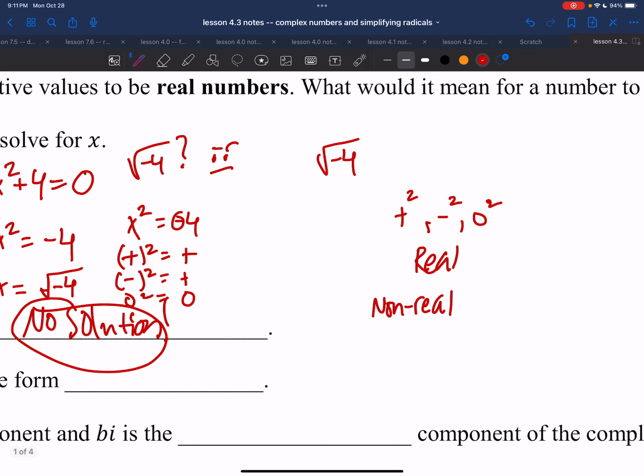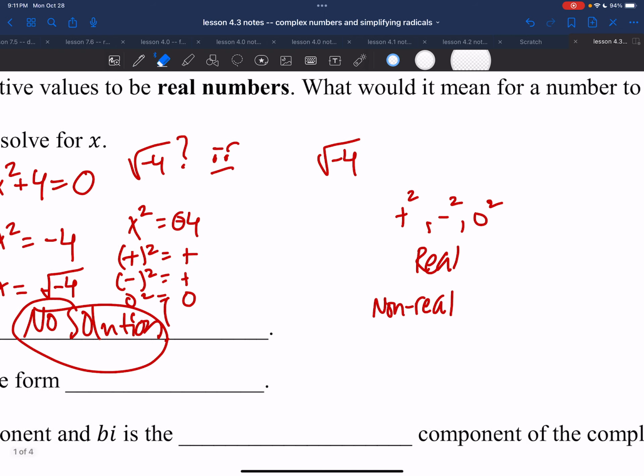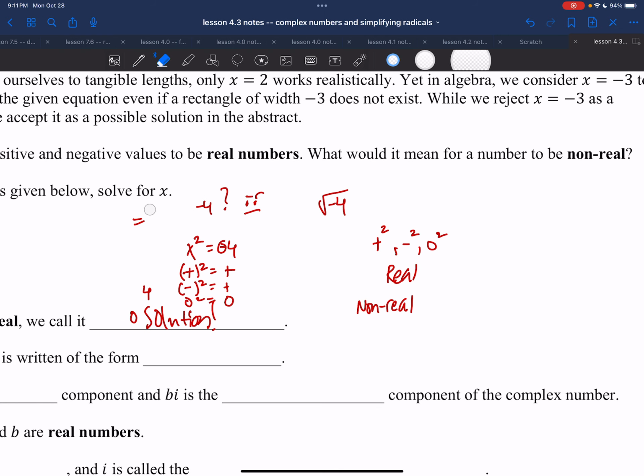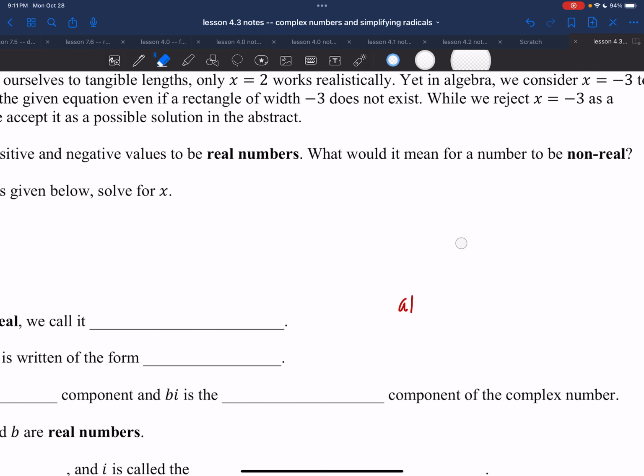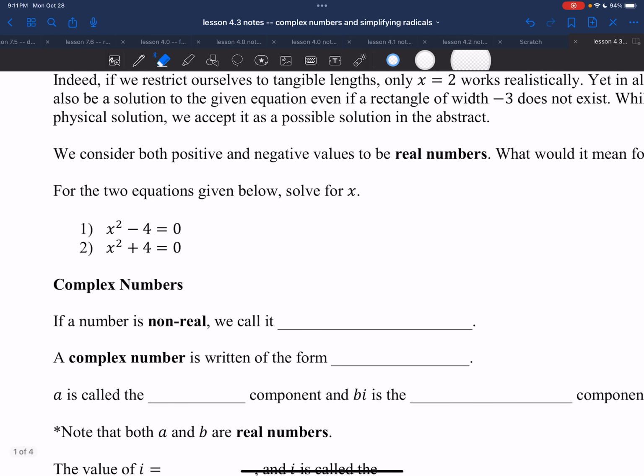I say, well, a non-real number is simply not a real number. And a real number is this traditional concept of positives and negatives. So let's talk about it. How do we define this idea, right? What are you talking about? Non-real. Huh? What? I say, well, think about it.